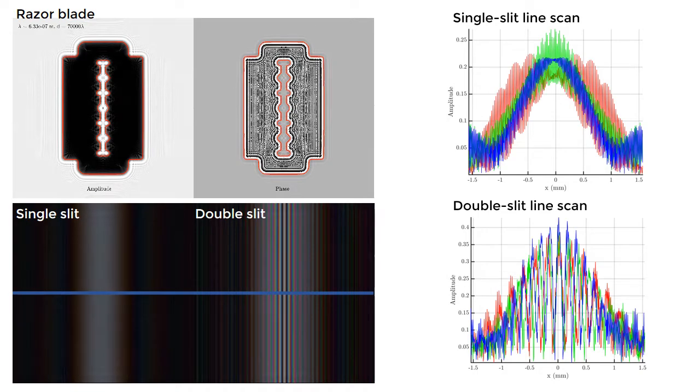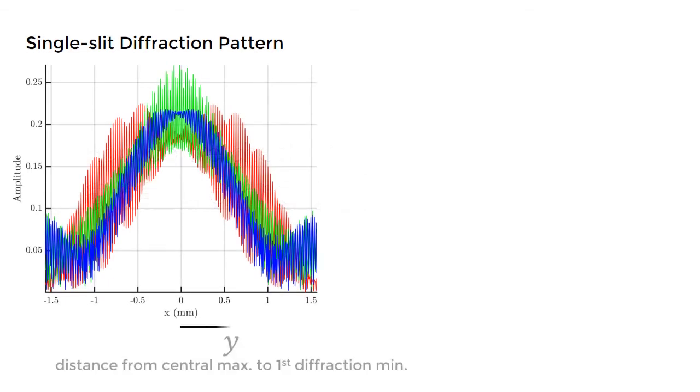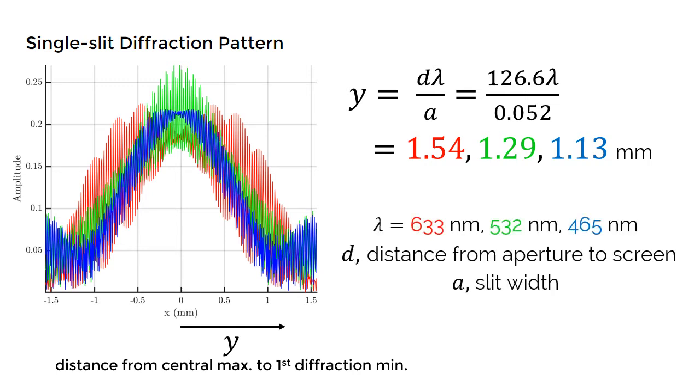All of these seem to be acceptable, but how do we check if the results are correct? For the single slit diffraction pattern, we looked at the distance from the central maximum to the first diffraction minimum for each color, and we can say that the simulation results agree well with the analytical results.